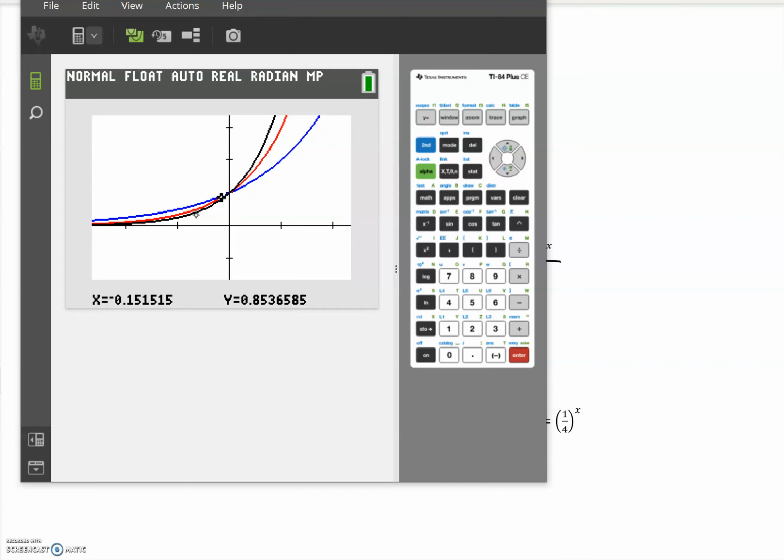So ultimately on the right, when x is bigger than 0, the bigger the base, the higher the graph is. And on the left, the bigger the base, the lower the graph is, because you have a big base raised to a negative exponent. Now let's go look at the next one. Let's keep track of this in the notes, and then we'll go look at part B.